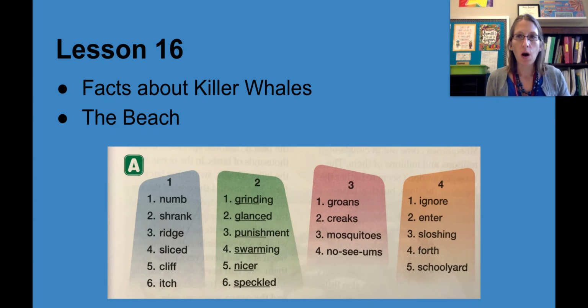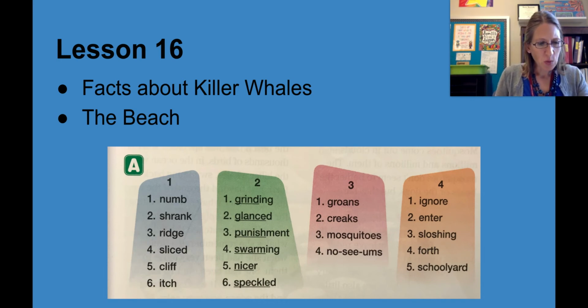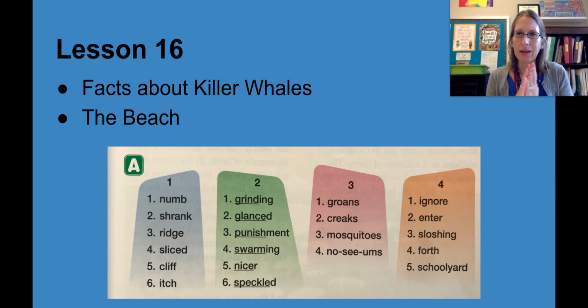And in column 2, all of these words have an ending. So let's be careful with these words. Word 1 is grinding. What word? So when two hard things rub together, they grind and they make a grinding noise. You were scratching two hard things together.